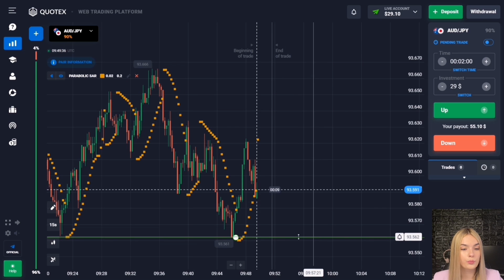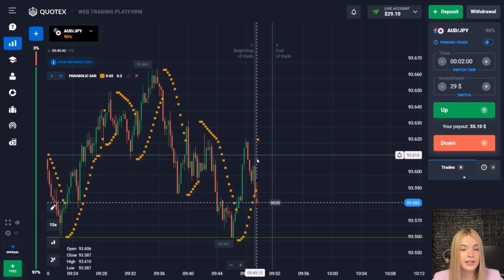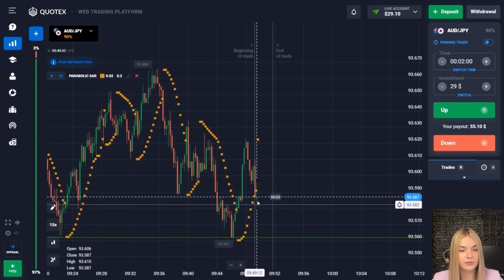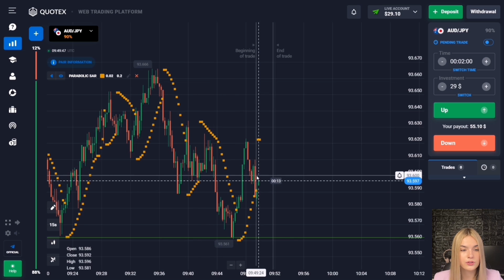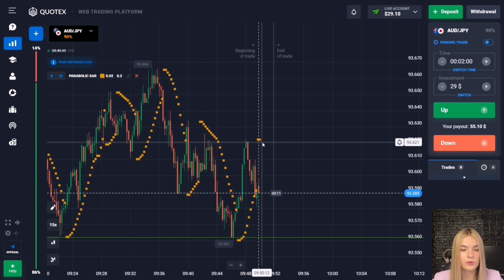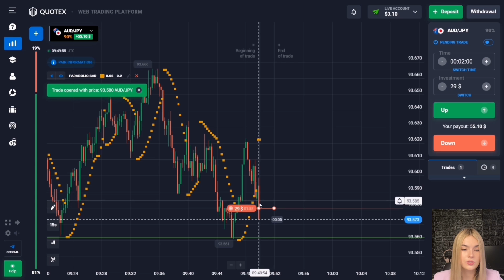We have a level of support down here. We also see that there was an upward pullback from that level, and now the price is moving back to our level. Also, the main price highs are getting lower. There is a downward movement. Also, as several points have already appeared above our chart, we open a deal here for 2 minutes to decrease. I think that in this situation the price is more likely to continue its downward movement.